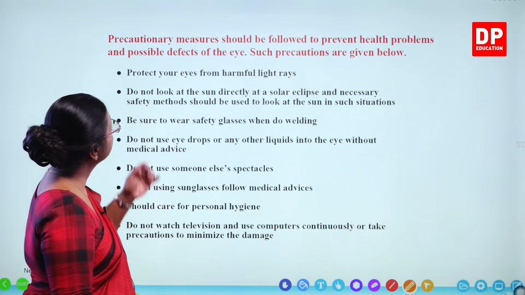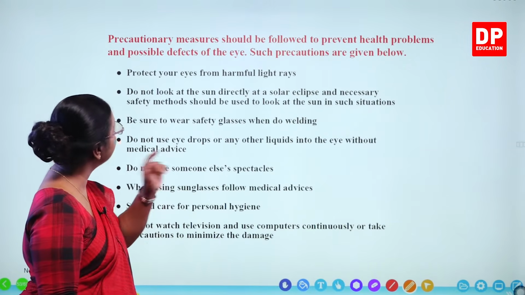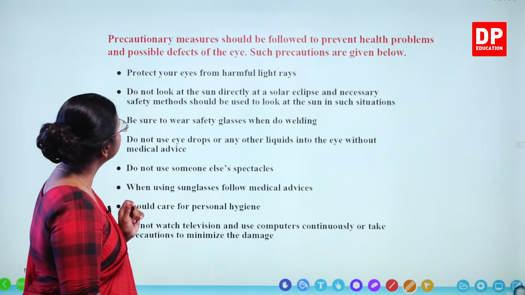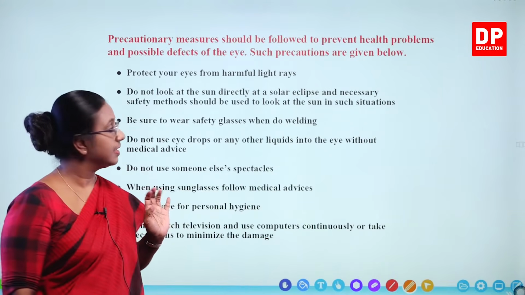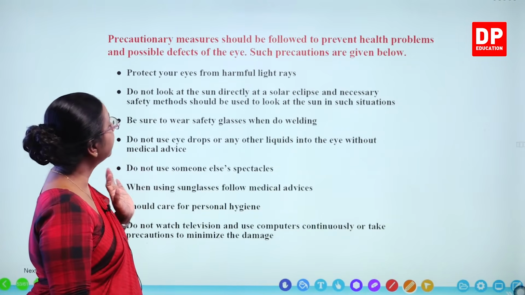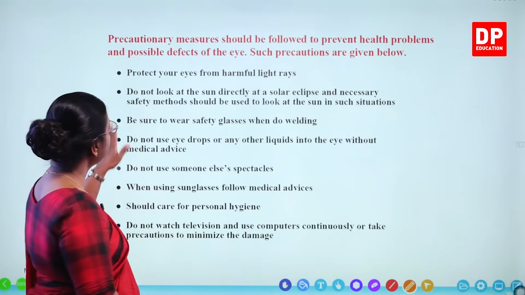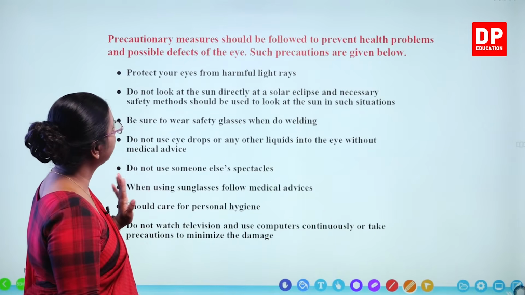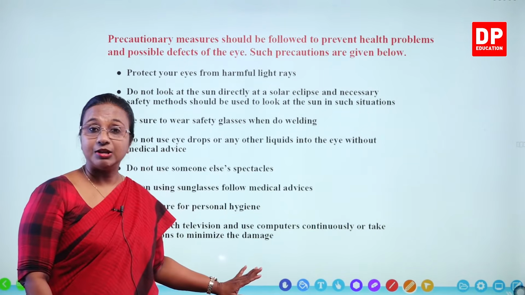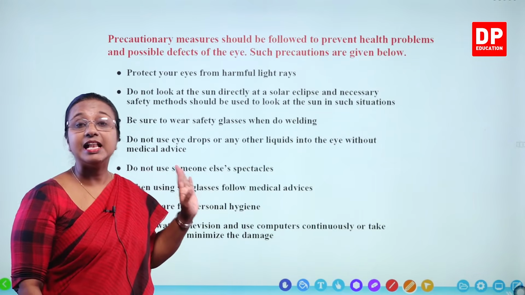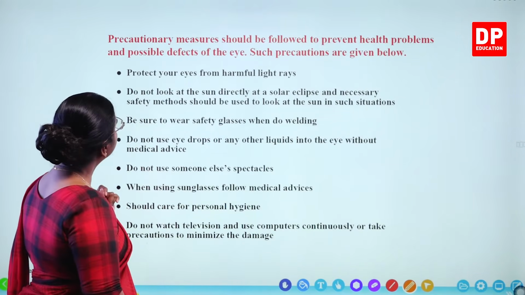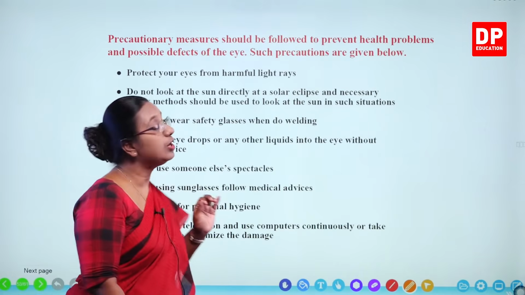Precautionary measures should be followed to prevent health problems and possible defects of the eyes. Such precautions are given below. So these are precautions that you need to take in order to protect your eye or to maintain the health of your eyes. Protect your eyes from harmful light rays.